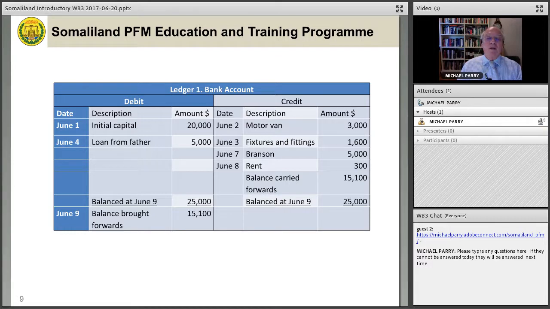And then we balance the account. Now the concept of balancing is that you simply add up the larger side, in this case the debit side, which comes to $25,000, and then you put in on the credit side the figure that you need to make that equal to 25,000. So in this case 15,100 is the balancing figure that you need. That's the figure at the end of the day.